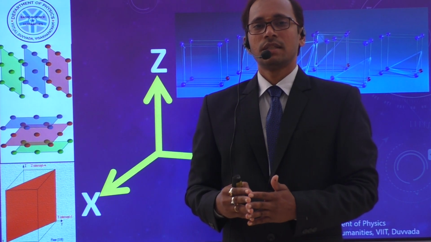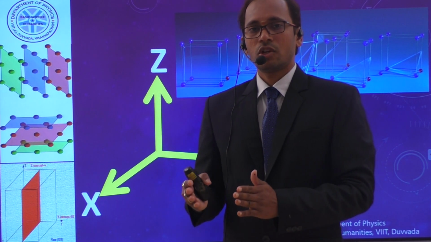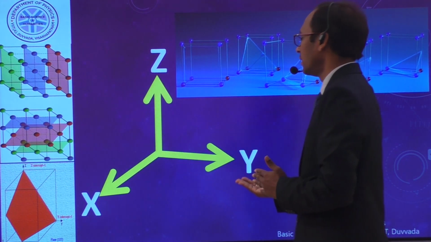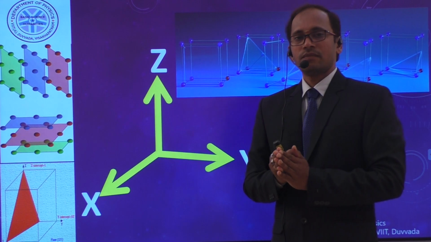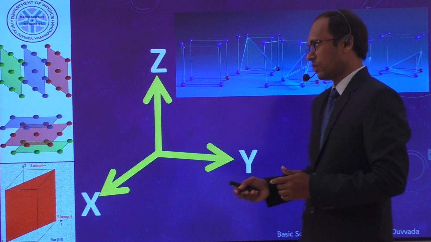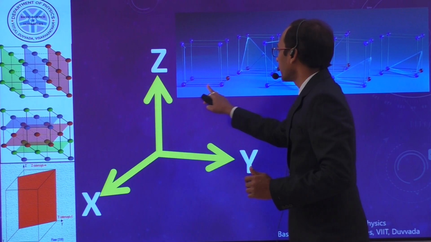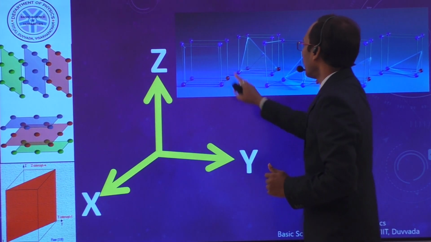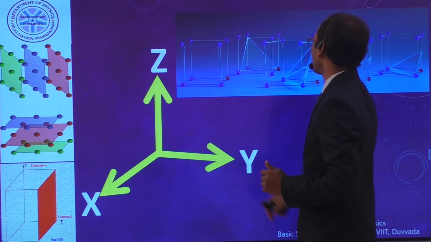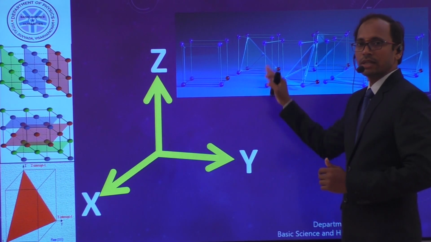For that, Miller, a scientist, gave some notation in order to identify a plane, especially the orientation of a plane. How to index those planes we are going to discuss in today's lecture. Here one plane is like this, another plane is like this. If I say this plane is a rectangular plane and this plane is a triangular plane, this is also a triangular plane, but it is different from this one because of a different orientation.